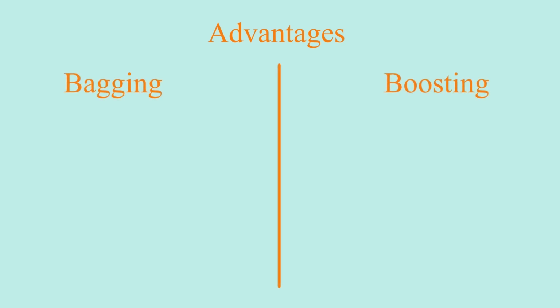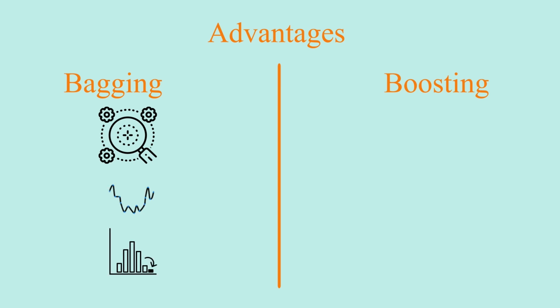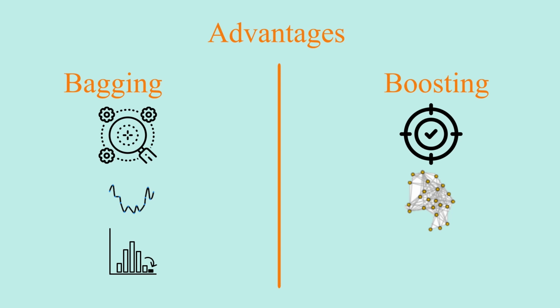Looking at the advantages of both models, in bagging we have improved generalization and stability by reducing variance. It's suitable for models that are prone to overfitting, and it's robust to noisy data and outliers. Whereas with boosting, we have enhanced accuracy by reducing the bias. It's effective in handling complex data sets and capturing subtle patterns, and can adapt well to different learning tasks.